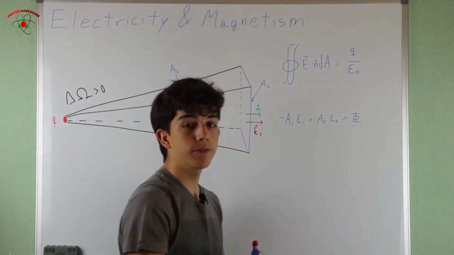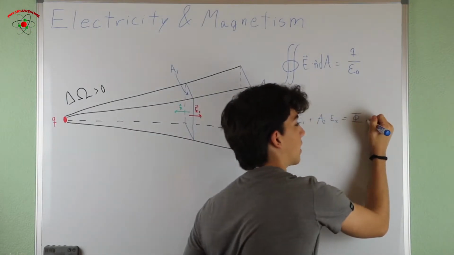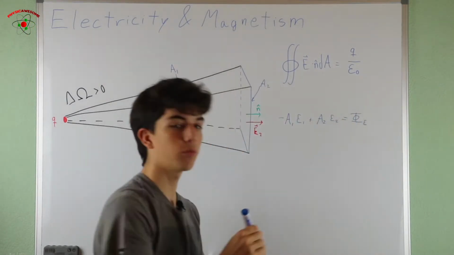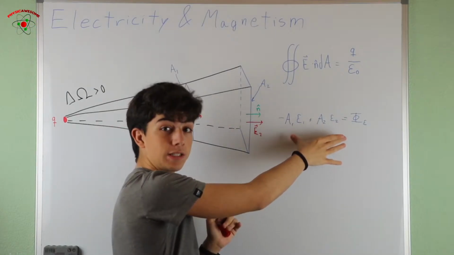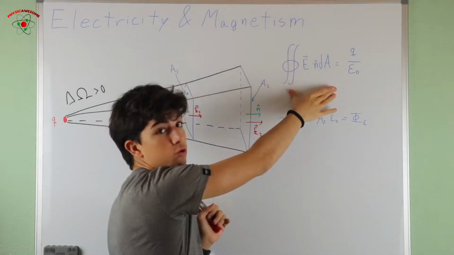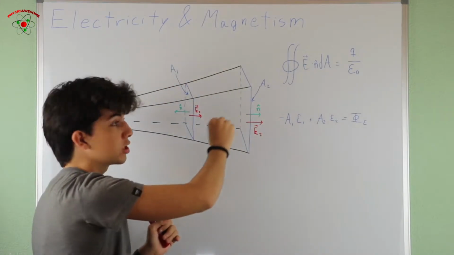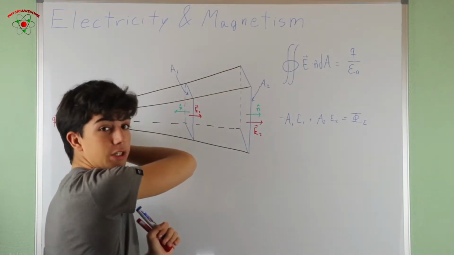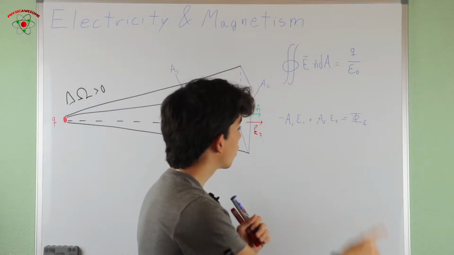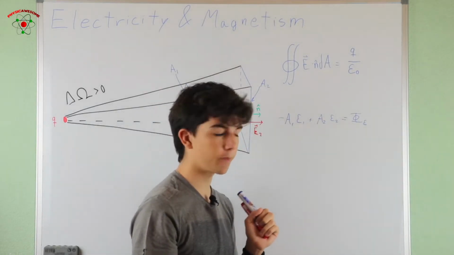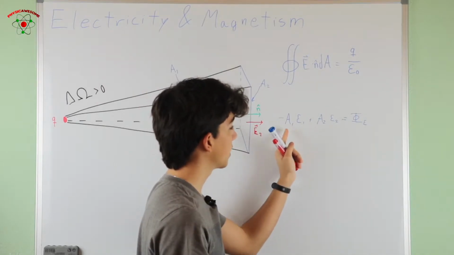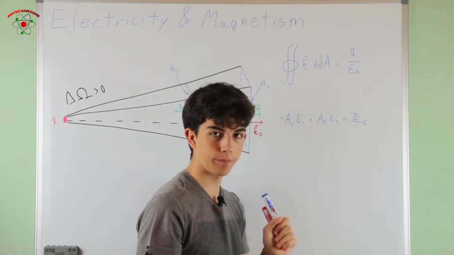Our objective is going to be to show that this quantity is zero, so that Gauss law is true, because we don't have any charge enclosed over here. Our charge is right there. So we want to somehow relate these two quantities, A2 and A1 and E2 and E1.